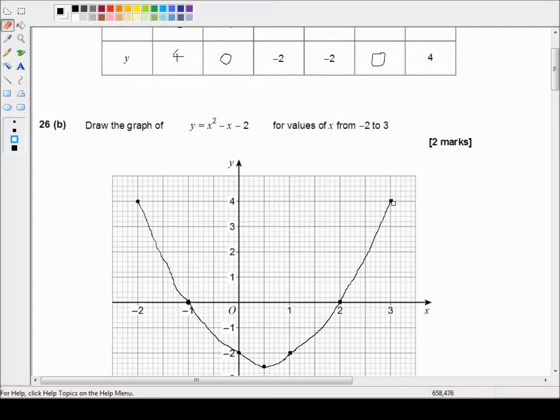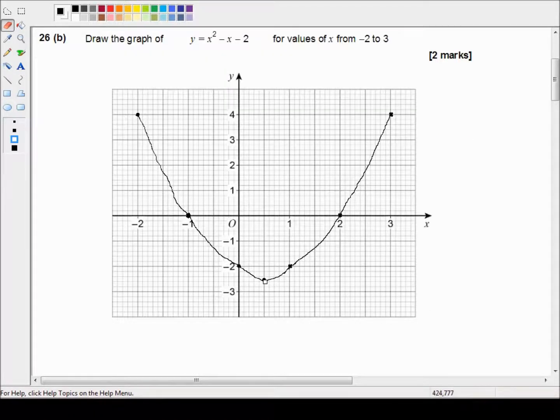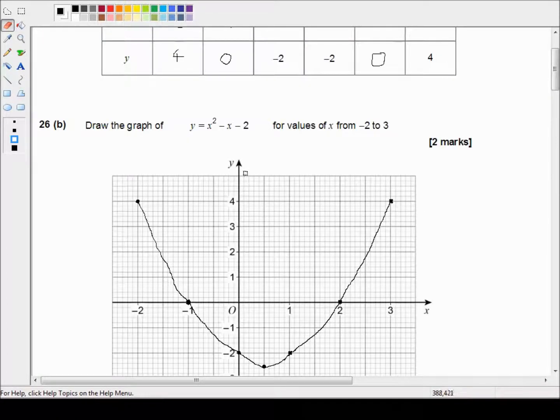Now, the thing that they're going to be looking for is if you know where the minimum point is. You know that at 0 and 1 the two values are the same, and this is going to be symmetrical around the minimum point, or around the vertical line that goes through the minimum point. So we know that the minimum point is going to be halfway between x equals 0 and x equals 1. So that's x equals a half, or x equals 0.5. So if we plug x equals 0.5 into our calculations, well, a half squared is a quarter.